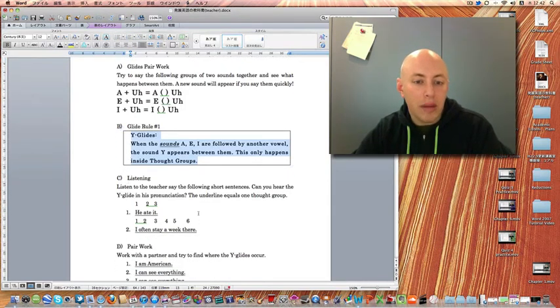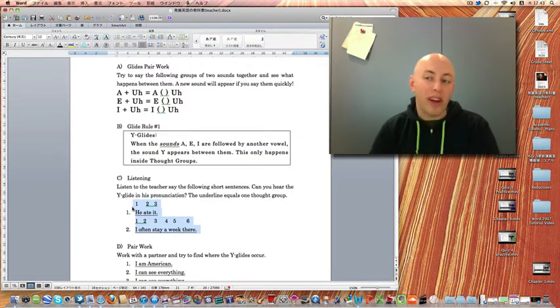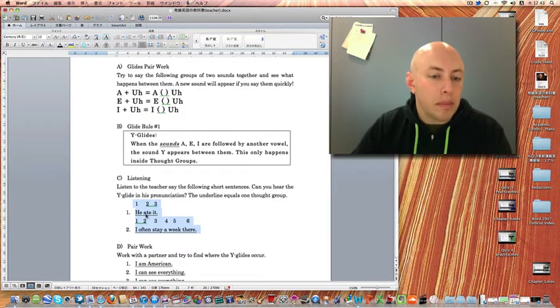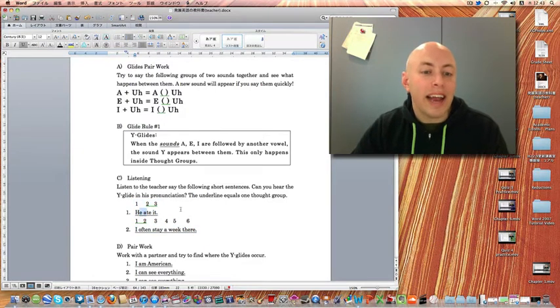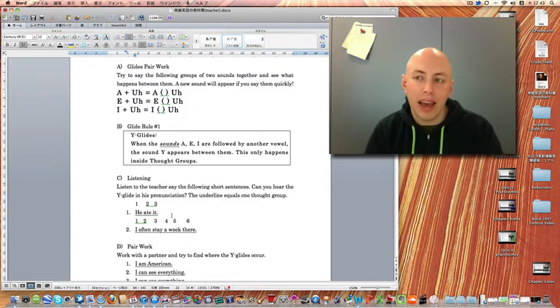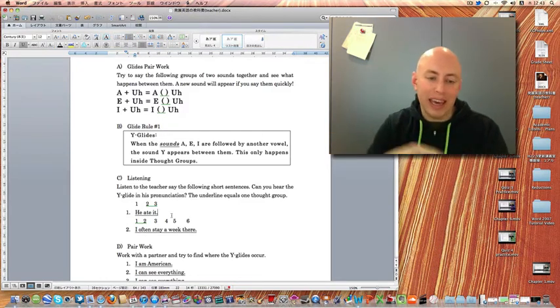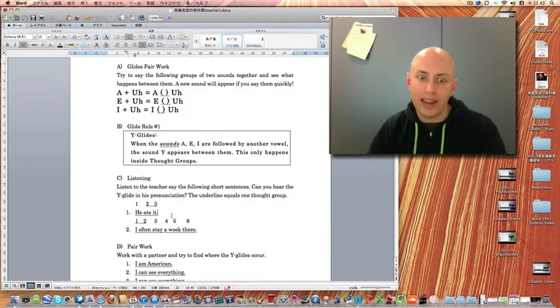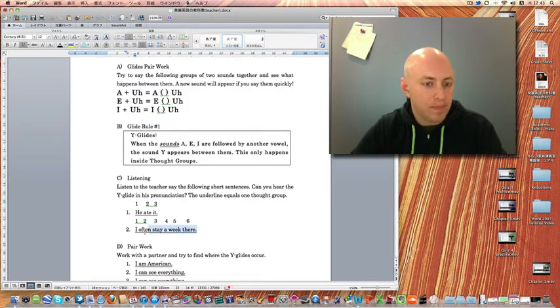Let me give you an example of how this works. This happens in conversation quite a bit, even though people usually don't know they're actually doing this. Here's the important part. We have two vowels next to each other. The E in he is next to another vowel. There will be a Y here. So for example, he ate it, he ate it. So he ate it becomes he yate it. This is what happens in fast English.